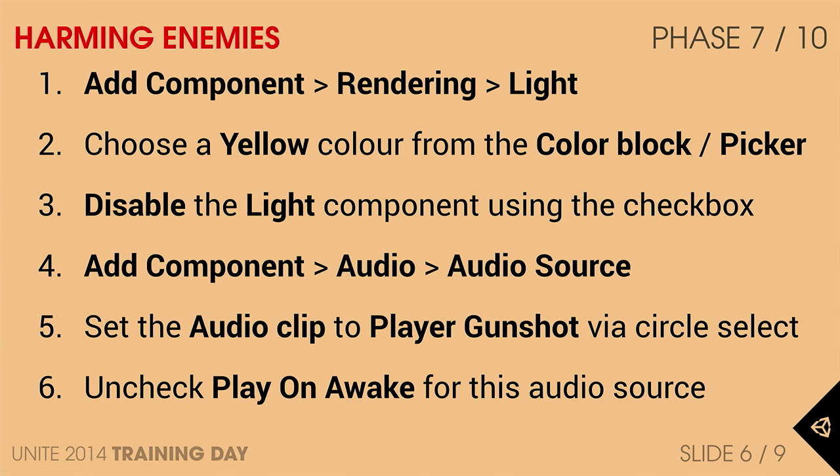All right. So what we've done here is we've added component rendering light to add a light to our gun. We've given the light a yellow color. If you picked a different color, that's fine. And then we disabled the light component using the checkbox. We then added an audio source component. We set the player gunshot audio clip as the source clip. And then we unchecked play on wake. And let's go ahead and save our scene because it's been kind of a while.